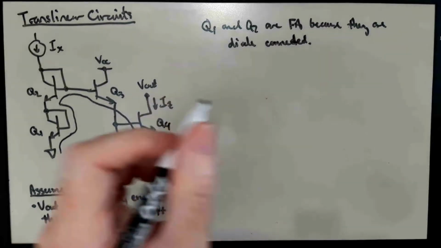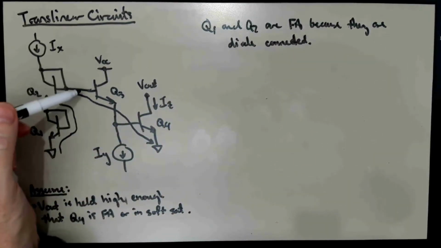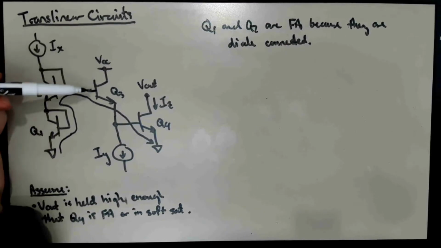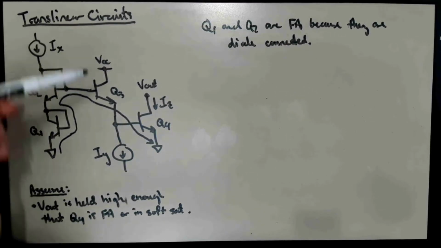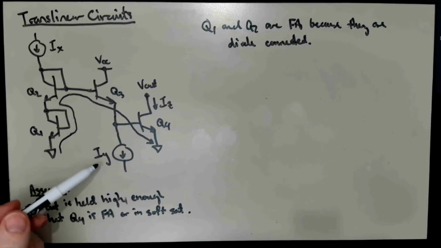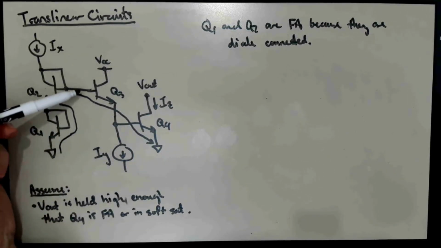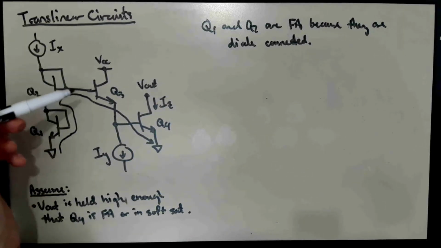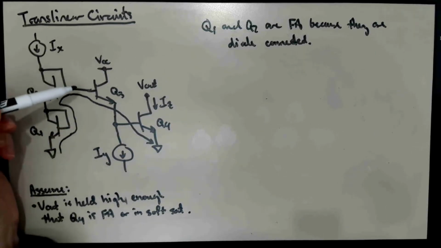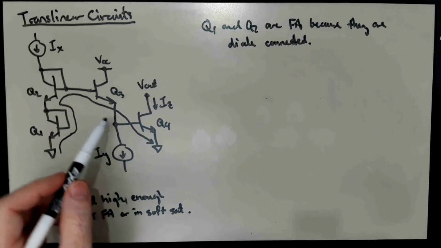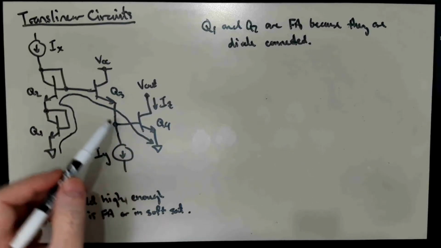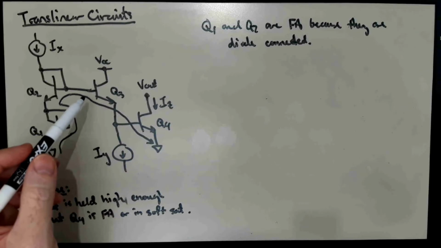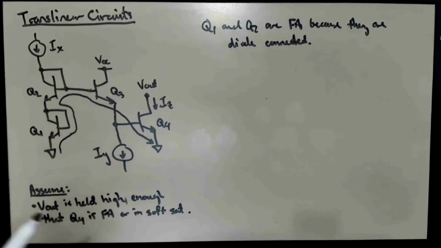Well, what about Q3? Q3 is basically an emitter follower. Q3 has effectively a bias current of IY and is serving as an emitter follower if you think about it. The voltage here at the input is 2 VBEs above ground, basically 2 diode voltages above ground, and the output is down here, basically 1 diode drop above ground.